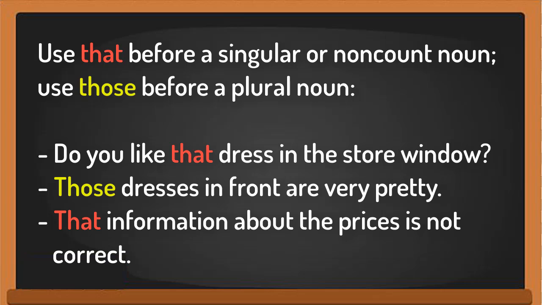Okay, that dress. If you use a demonstrative pronoun, you don't have to use a or an, because with that we know it's only one dress. "That information about the prices is not correct." Information is a non-count noun, so you use that for singular. And then the second sentence: "Those dresses in front are very pretty." You stand in the back and point in the direction of the dresses. Those dresses, many dresses, more than one. So use those for far away. But if the dresses are very close to you, you can say these dresses, right?